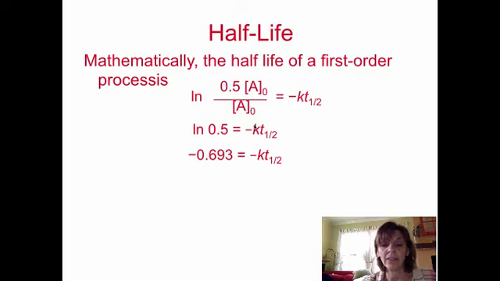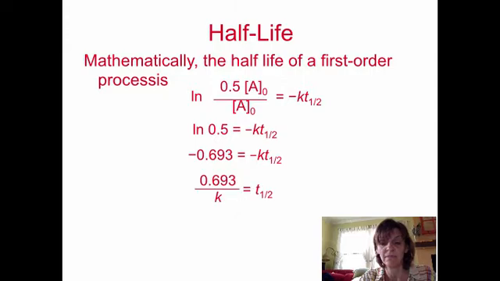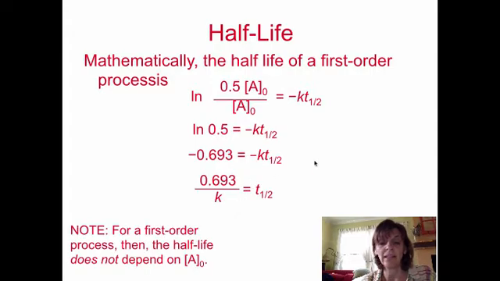You can simplify. You can see how the concentrations of the original substance canceled out, and you can take the natural log of that 0.5 and find out that negative 0.693 is equal to the negative rate constant times the half-life. That's a pretty easy equation. Then if you want to isolate just the half-life, you can just put the k on the other side and the negative signs like that.